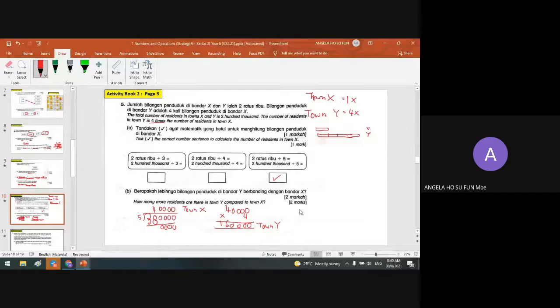So another step, what I'm going to do is use 160,000, the total number of resident in town Y, minus out 40,000, the resident in town X. If I minus already 0, 0, 0, and 0, this is 2, and this is 1. So this is the number of residents in town Y that is more than town X. So your answer is this, okay? 120,000.